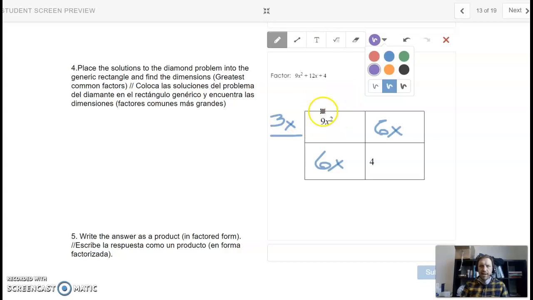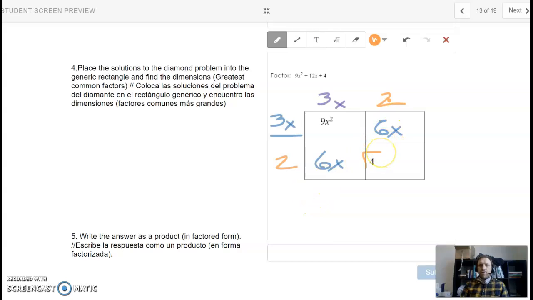3x times what is 9x squared? Well, 3 times 3 is 9. X times x is x squared. All right. So what goes into this number right here? 3x times what is 6x? Well, 3 times 2 is 6x. X times x, oh, I don't need an x because I have it over here. Then down here, 3x times 2 gives me 6x.